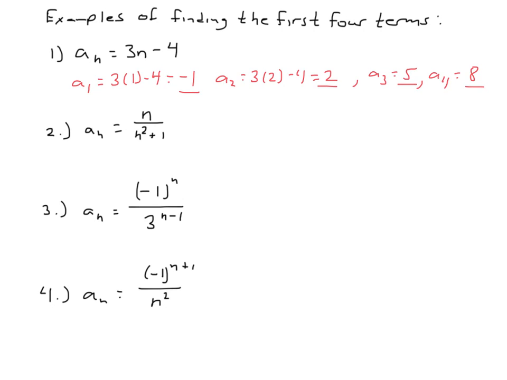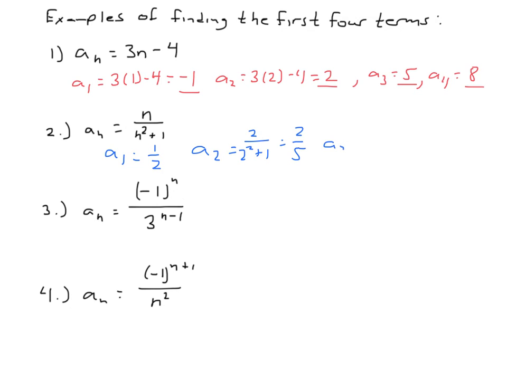Now that first one was not so horrible. I mean, you're just plugging it into one spot. But that can change. Our general term can have all sorts of different forms. In this next one, you'll notice that it's a fraction. It's n over n squared plus 1. So when I plug 1 in for n, a sub 1 is going to be 1 over 1 squared plus 1, so I'll get 1/2. A sub 2 is going to be 2 over 2 squared plus 1, so I'll get 2 over 5.